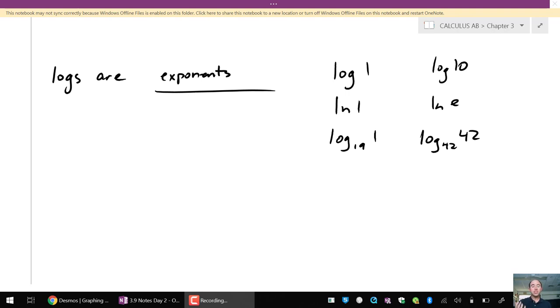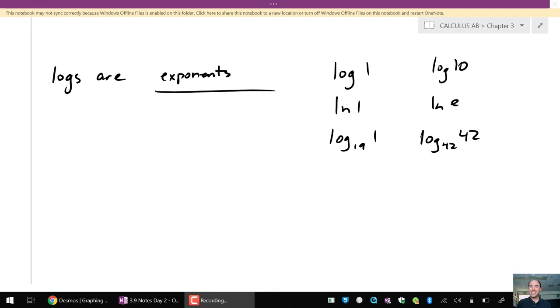Natural log of 1 is also 0. Log base 19 of 1 is also 0. So remember, the log of 1 is going to be 0. How about log base 10 of 10? Or log base 42 of 42? When the base and the argument are the same, again, what exponent will turn the 42 into a 42? Or what exponent will turn the 10 into a 10? That's going to be 1.